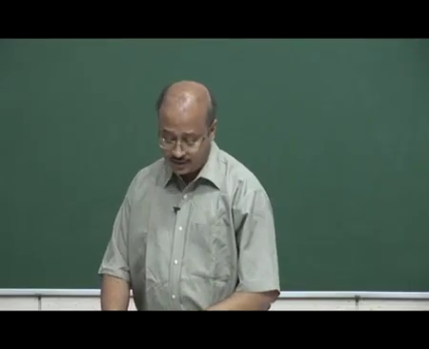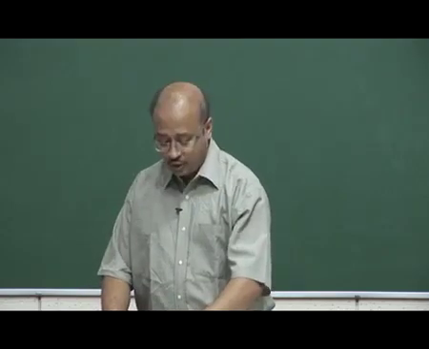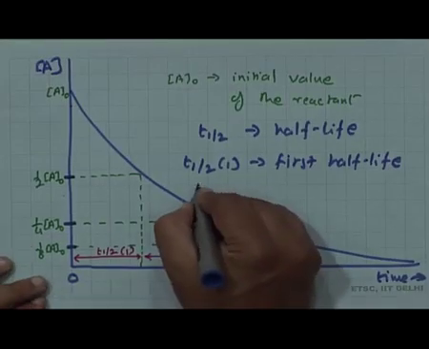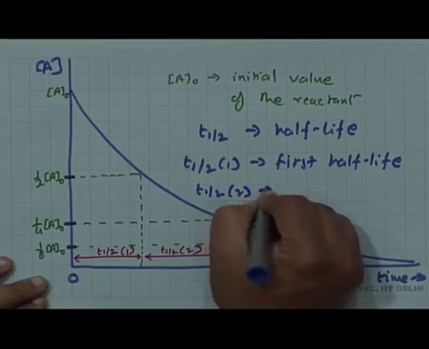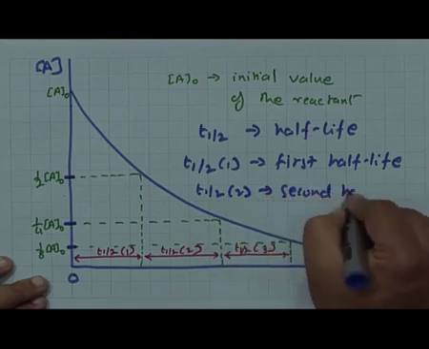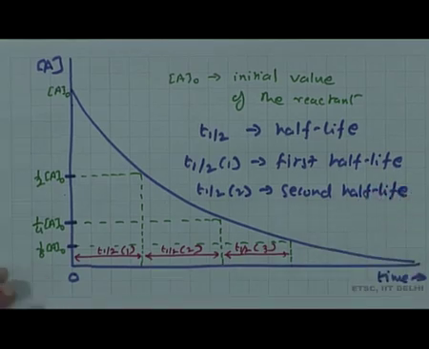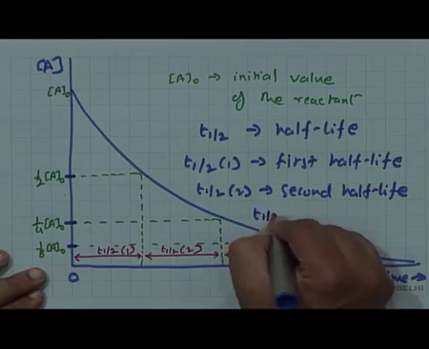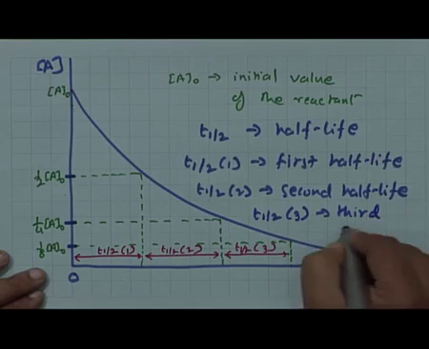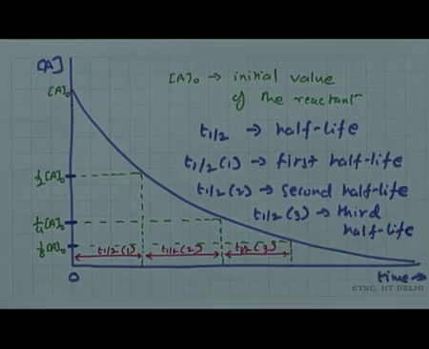T half 2 is the second half life. What is the second half life? Second half life is the time it takes my concentration to fall from half A naught to half of half A naught, which is 1/4 A naught. So, then T half 2 is my second half life, and likewise T half 3 is my third half life, right.